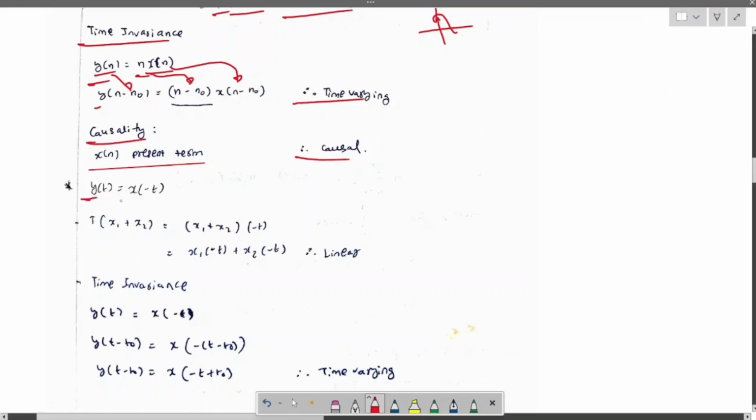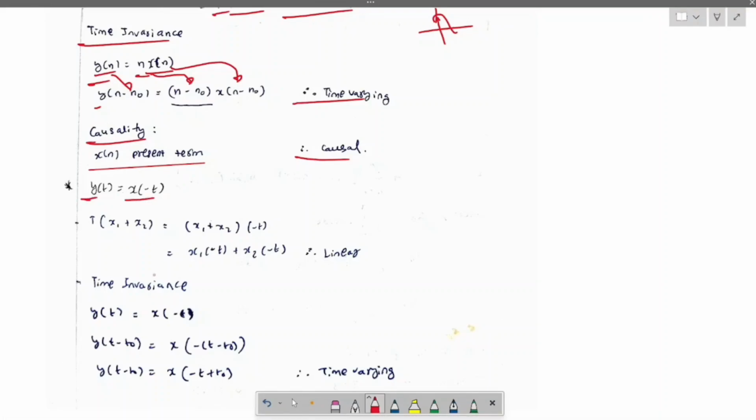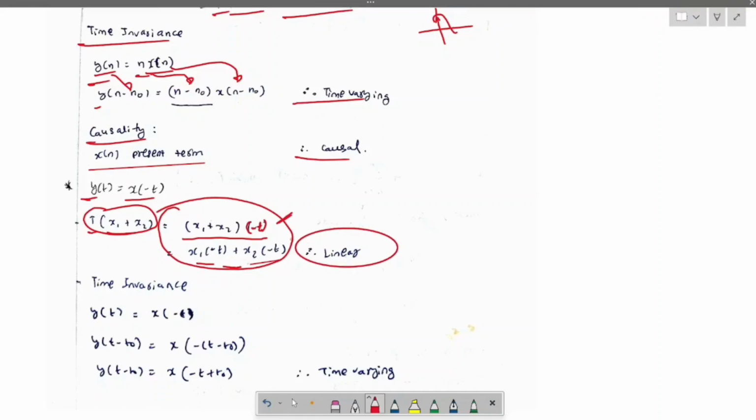Let us go for the next problem, y of t equals x of minus t. Now when you apply linearity, with x1 plus x2 we get x1 plus x2 at minus t. When you do so, you will get x1 of minus t plus x2 of minus t. The same holds for homogeneity. It is matching, so superposition matches, and that's why it is a linear system.